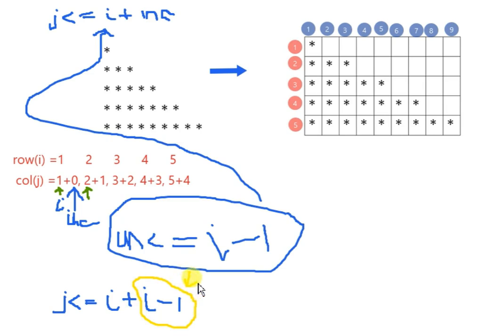So you got my point. For the condition, J will be having an expression something like J less than or equal to, now I plus I is nothing but 2I, and minus 1. So the overall condition of the inner loop will be something like J is less than or equal to 2 into I minus 1.